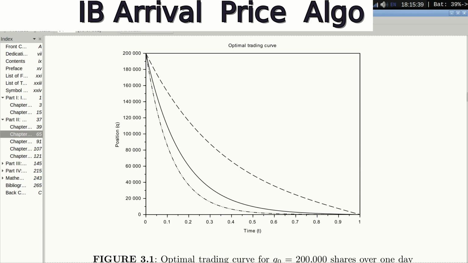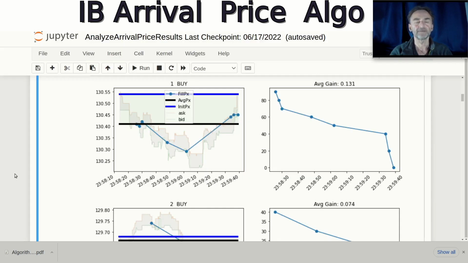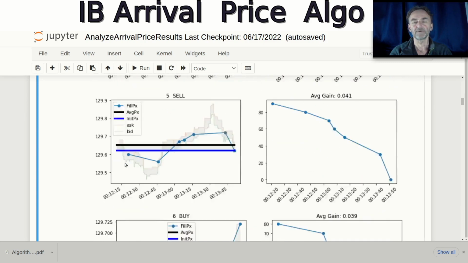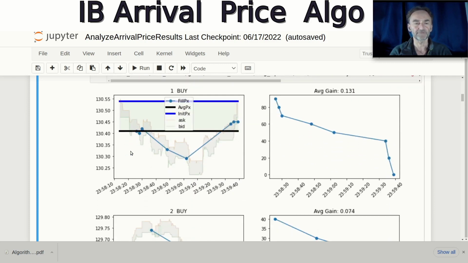So let's have a look at the results, because they're quite interesting. What I've done is I've run, as I said, an algorithm, and you can see here I've run a lot of different trades on the arrival price. What you see here is the price curve over the execution of the order, and these points are where my order got filled. Here we've got a buy, and we started at this initial price, which is the ask right at the beginning when the order was submitted. Then you can see that the price went down and then back up again.